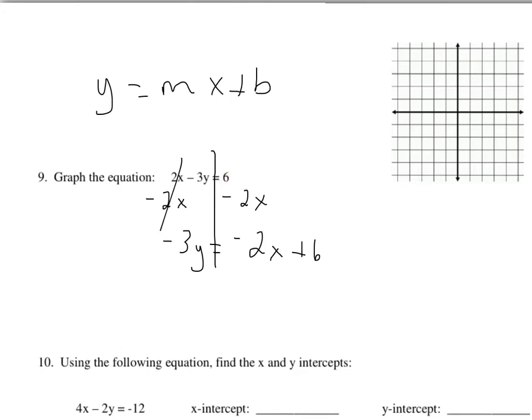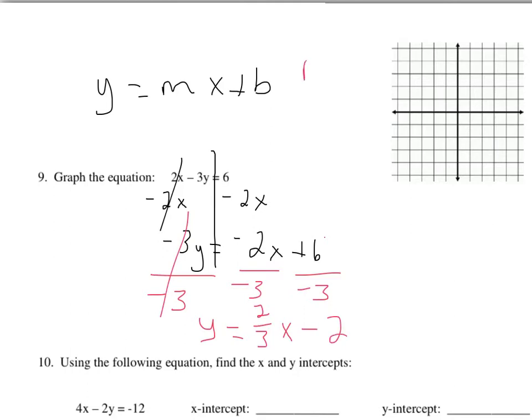Now we have the y on one side, but it has a coefficient. It has that negative 3 in front. It's being multiplied by negative 3. So in order to get rid of a multiplication of negative 3, we do the opposite, which is dividing by negative 3. So we divide all of the terms by negative 3. And we're left with 1y equals negative 2 divided by negative 3 is going to be a positive 2/3. Then we bring down the x. And then positive 6 divided by negative 3 is minus 2.